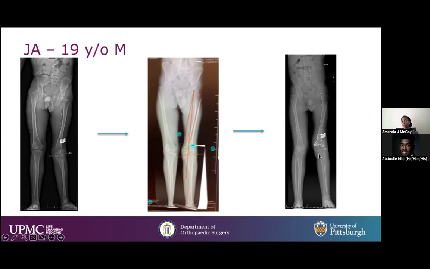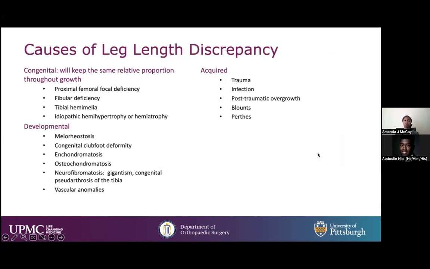However, at this point in time, the patient says, I'm walking much better. I don't really have much pain anymore. I don't want to keep going to surgery. And so we stopped at this point in time.